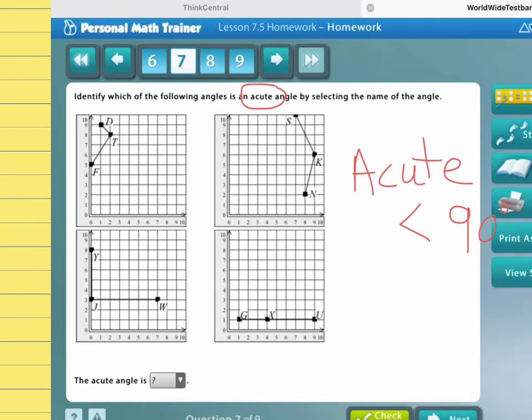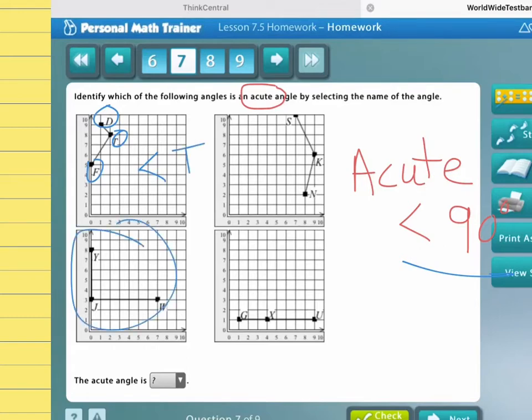Now this time, the question they're asking is to identify which of the following angles is acute. Acute is less than 90 degrees. You identify angles either by saying all three points, for example DTF, or FTD, or you can identify the angle just by the vertex, which would be T, angle T.